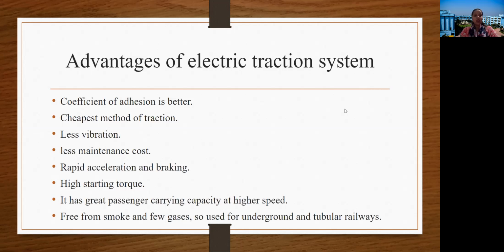is better. Cheapest method of traction, less vibration, less maintenance cost, rapid acceleration and braking, high starting torque. It has great passenger carrying capacity at higher speed, free from smoke and gases, so used for underground and tubular railways. So these all are the advantages of electric traction system. Okay.